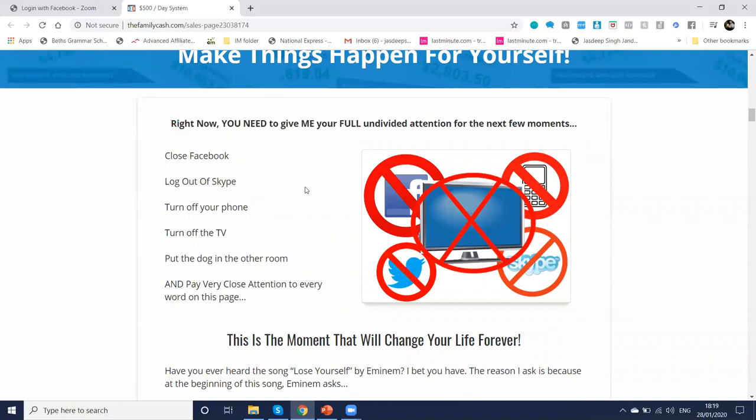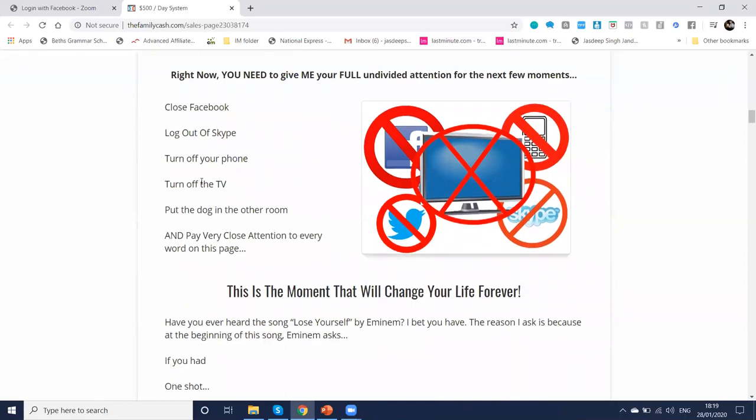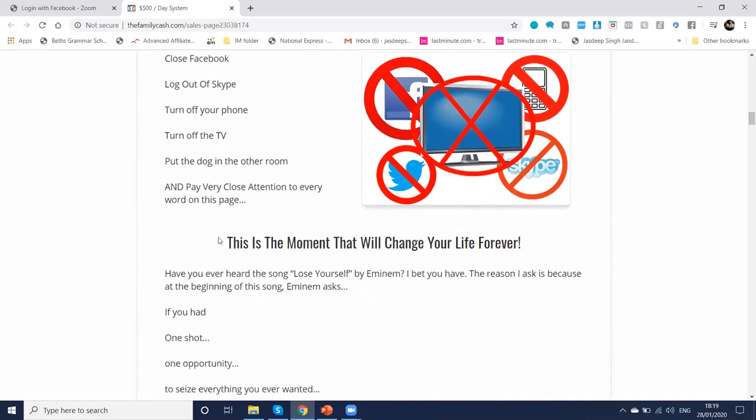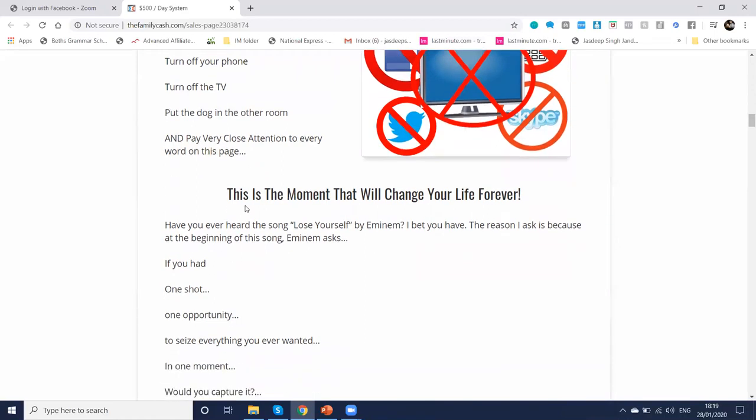We really want them to zone in here. We're literally telling them, close Facebook, log out of Skype, turn off your phone, turn off the TV, and pay very close attention to every word on this page. So now we have them in a sense of, okay, I'm locked in. I'm definitely gonna read. I mean, if they've got this far, they're definitely reading every word on the page, and that's the whole goal here. Since the sales copy works, you just need them to keep reading.